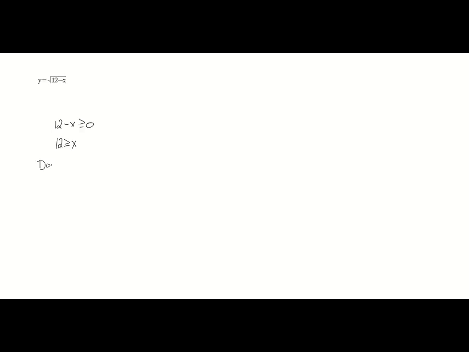So the domain for this function is all x's that are smaller than or equal to 12. So that's the interval from minus infinity to positive 12. Since minus infinity is not a number, it gets a parenthesis, and since x can actually equal 12, the 12 on the upper end of my interval gets a square bracket.